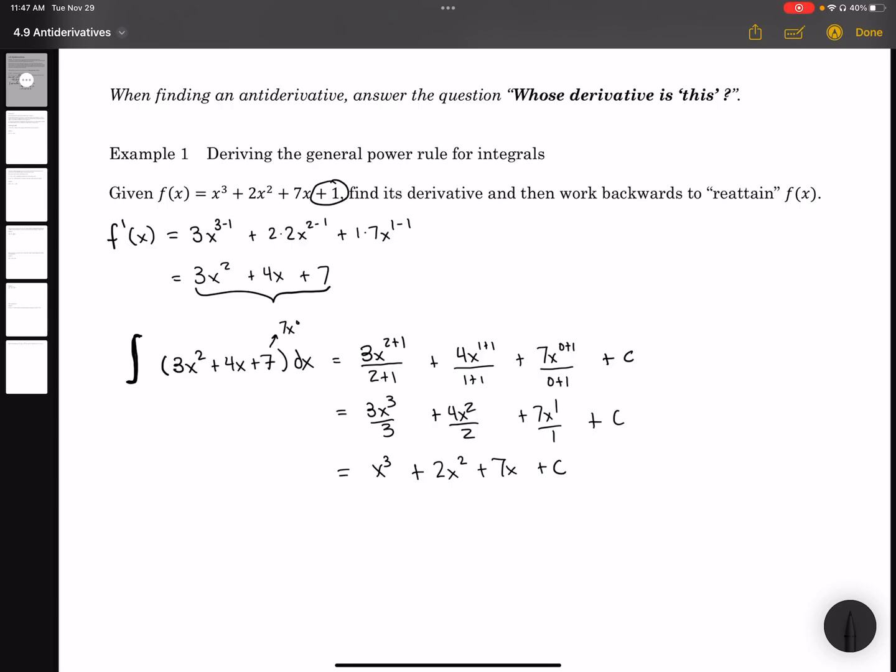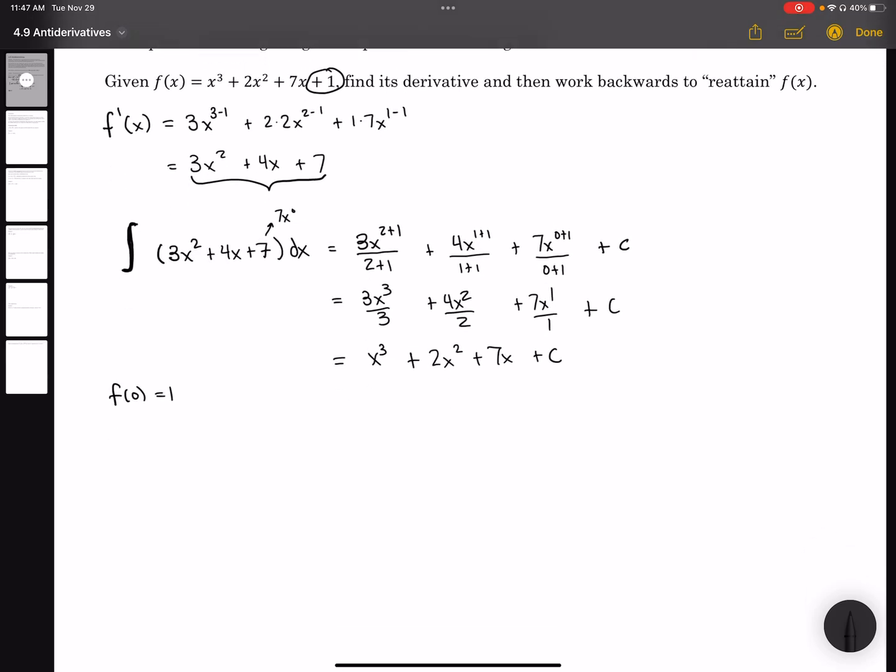What that would tell us is that really f of 0 equals 1. And so this is an initial value condition, where if we know some value of x, it gives us a unique function instead of this general antiderivative. But we'll talk more about that later in the video.